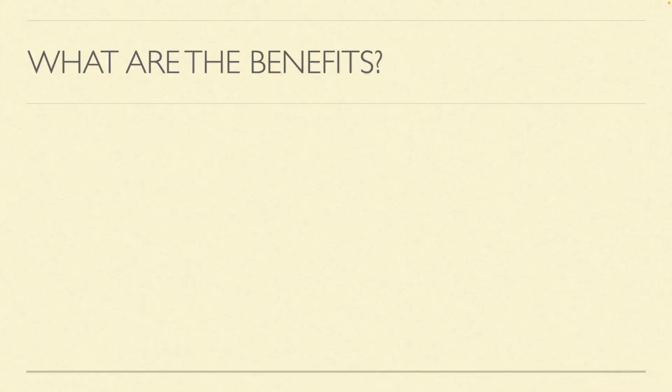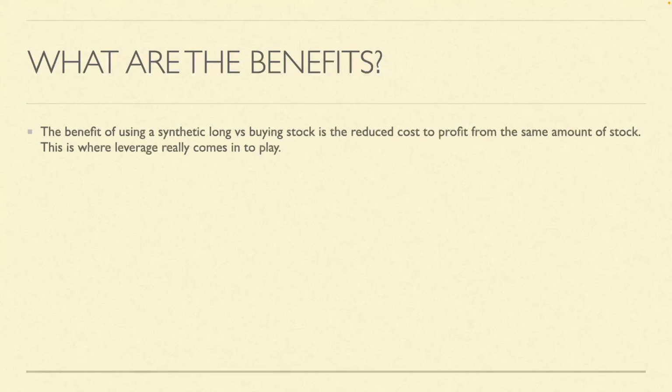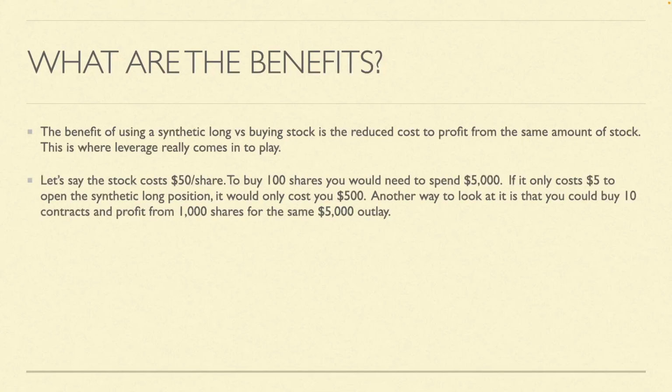So what are the benefits? The benefit of using a synthetic long versus buying stock is the reduced cost to profit from the same amount of stock. This is where leverage really comes into play. Let's say the stock costs $50 per share. To buy 100 shares, you would need to spend $5,000. If it only costs $5 to open the synthetic long position, it would only cost you $500. Another way to look at it is that you could buy 10 contracts and profit from 1,000 shares for the same $5,000 outlay.